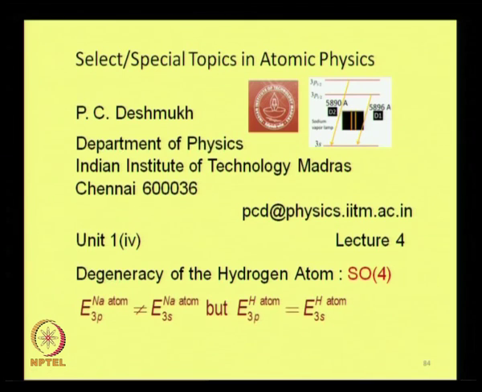Greetings. We will continue our discussion on the degeneracy of the hydrogen atom, and essentially the question that we have raised is, why is it that the 3p energy of sodium is different from the 3s, whereas in the hydrogen atom there is a degeneracy. Both of these 3p and 3s belong to the same eigenvalue. Okay, so this is the main question that we have been addressing.